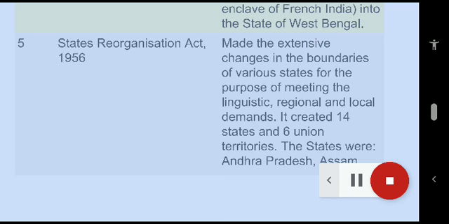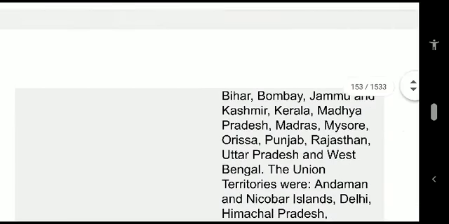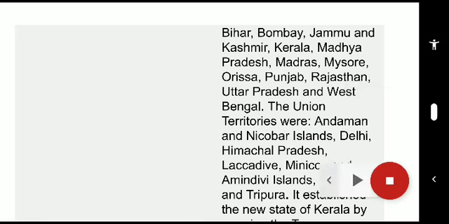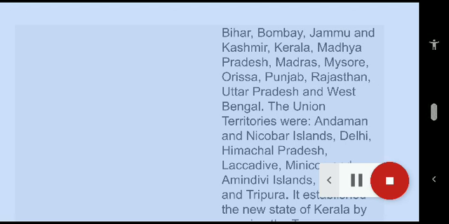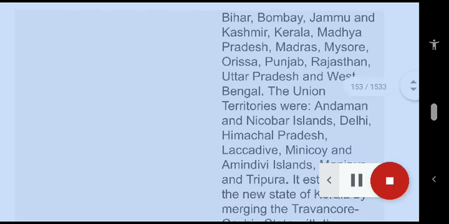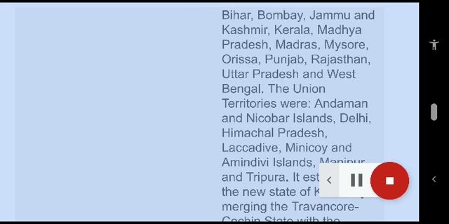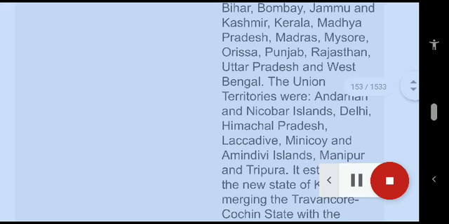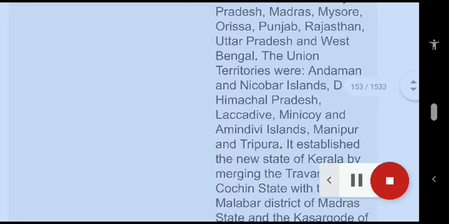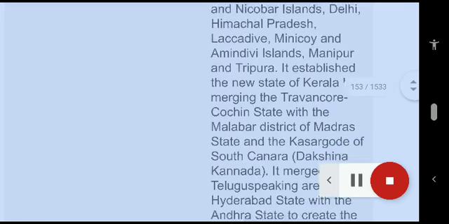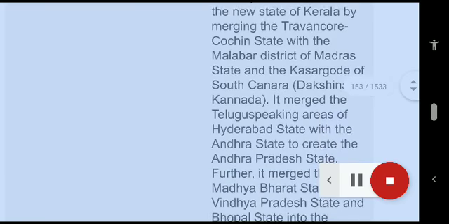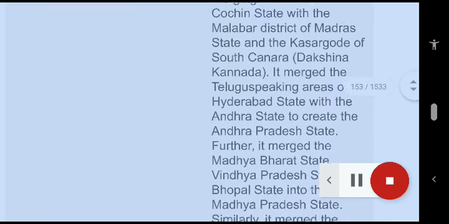The states were Andhra Pradesh, Assam, Bihar, Bombay, Jammu and Kashmir, Kerala, Madhya Pradesh, Madras, Mysore, Orissa, Punjab, Rajasthan, Uttar Pradesh and West Bengal. The union territories were Andaman and Nicobar Islands, Delhi, Himachal Pradesh, Lakshadweep, Minicoy and Amindivi Islands, Manipur, and Tripura. It established the new state of Kerala by merging the Travancore-Cochin state with the Malabar district of Madras state and the Kasaragod of South Kanara, Dakshina Kannada.